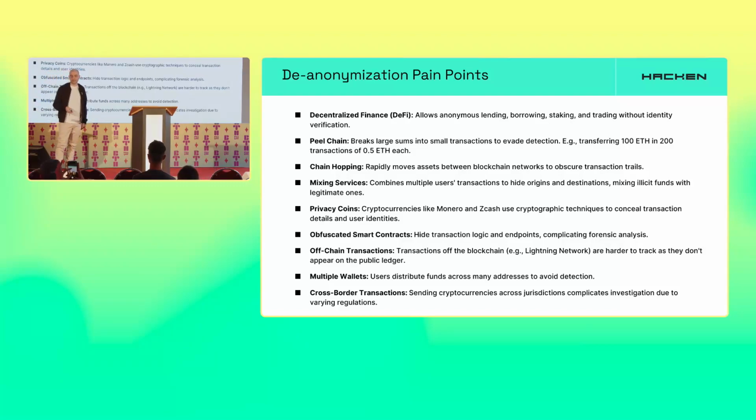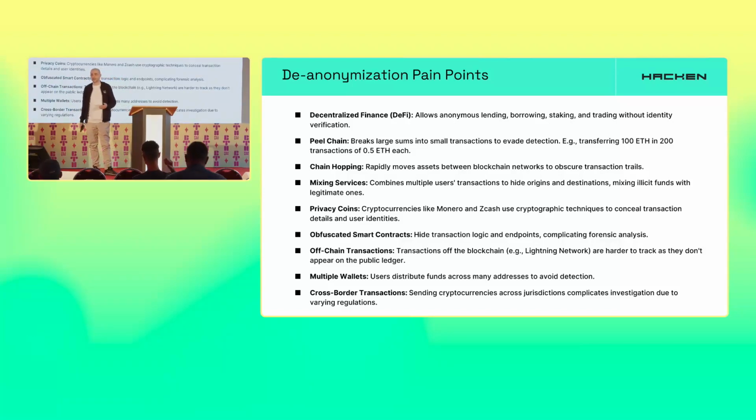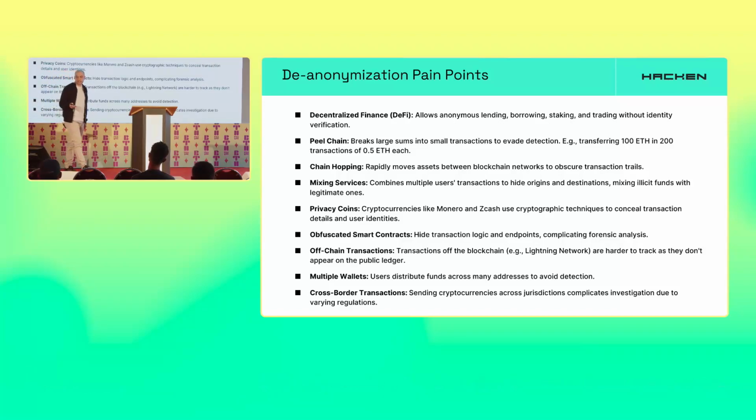Obfuscating smart contracts, off-chain transactions. Off-chain transactions are pretty obvious. If I do something off-chain without moving the money, but I receive money, like fiat money, from someone else, and then I do the movements, everything that happens off-chain, we cannot know what's going on there. So anything that happens off-chain, we have no visibility when we're trying to track down the attackers. Multiple wallets, again part of the peel chain, and cross-border transactions. All those are pain points. That helps a lot if an attacker knows what they are doing to try to hide their real identity.